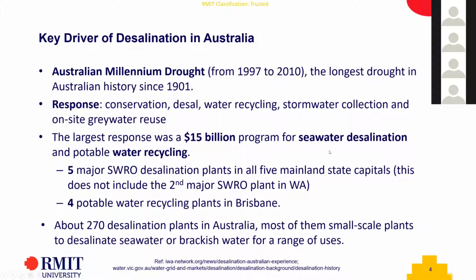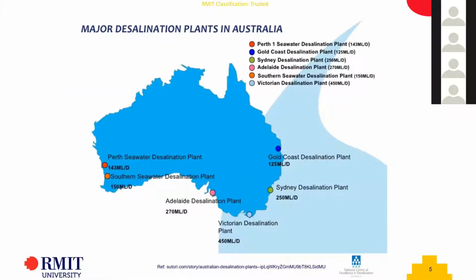Today, we have around 270 desalination plants in Australia. Apart from those major plants, most of the other plants are pretty small in scale and used for both seawater and brackish water desalination for a range of different purposes. This map will provide you some better ideas about the locations of these plants.